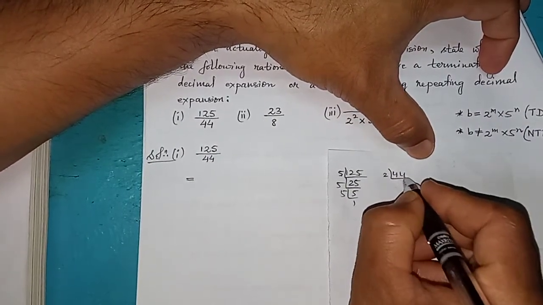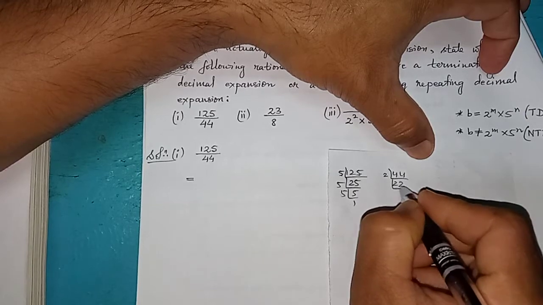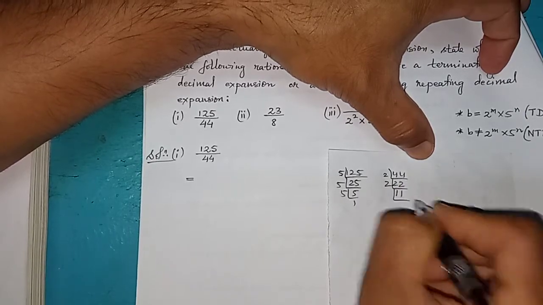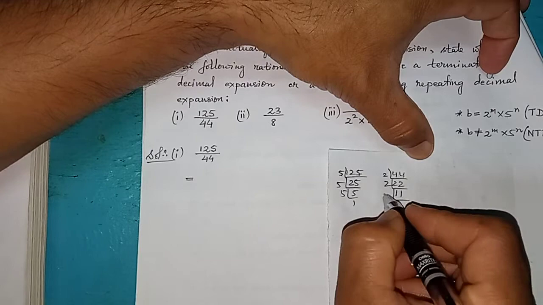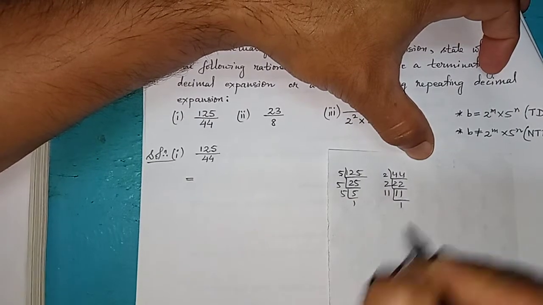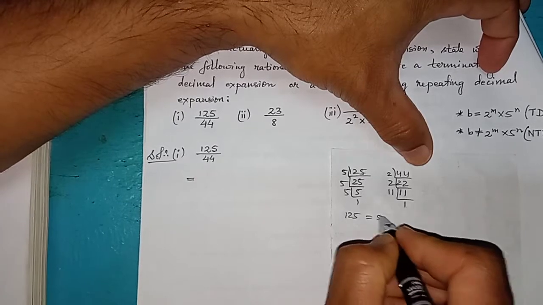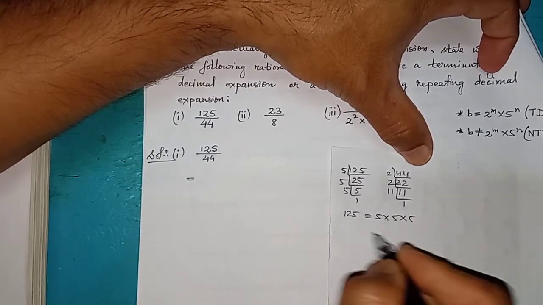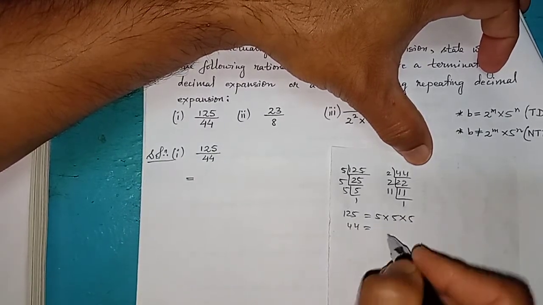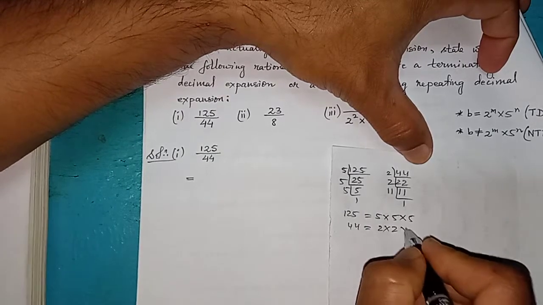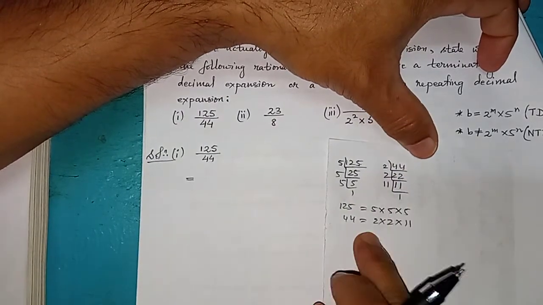44 is an even number, so we can divide by 2 to get 22. Again an even number, 2 11s are 22, and 11 is a prime number. The moment you see a prime number, you divide by itself, 11 1s are 11. Now see the prime factorization. 125 we got 5 into 5 into 5. No need to write in power, we just want to see whether we can divide or not. And 44 we got 2 into 2 into 11.